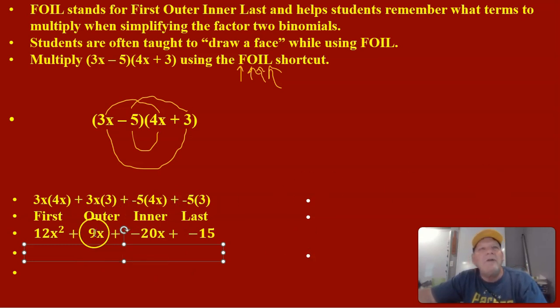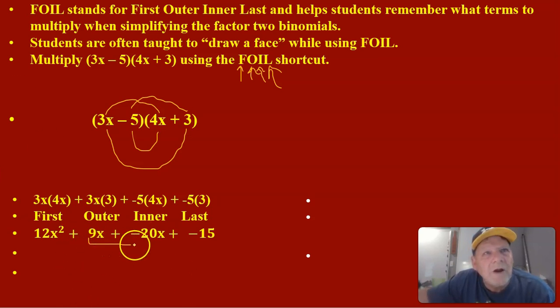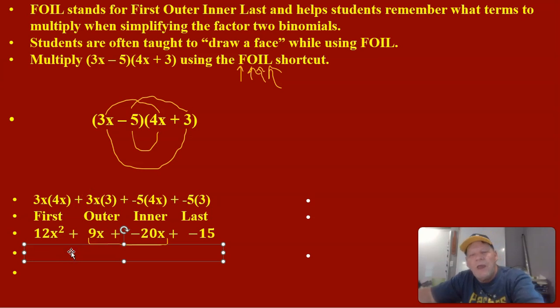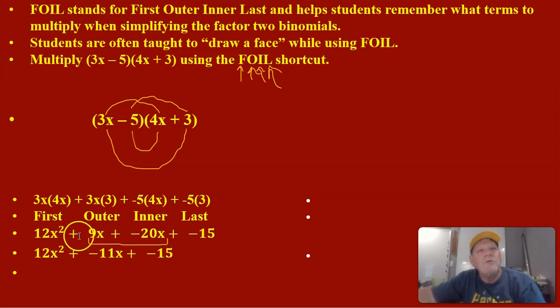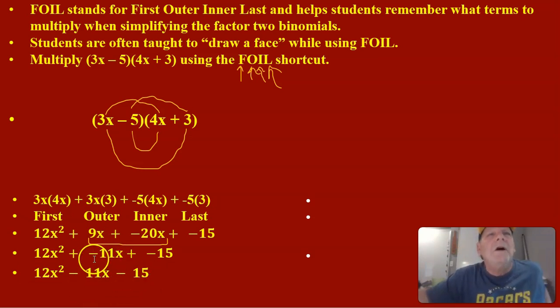All right, if you look, I have like terms right here in the middle. I've got terms of x, terms of x. So I can take, and some students need to see this, these are like terms. So let's put them together. So it's 9x plus negative 20x added together. We're going to have our 12x squared plus, add these two together, negative 11x plus negative 15. And plus a negative can be changed to subtraction, and most books would write it like this. Plus a negative 11x means minus 11x, and plus a negative 15 means minus 15.